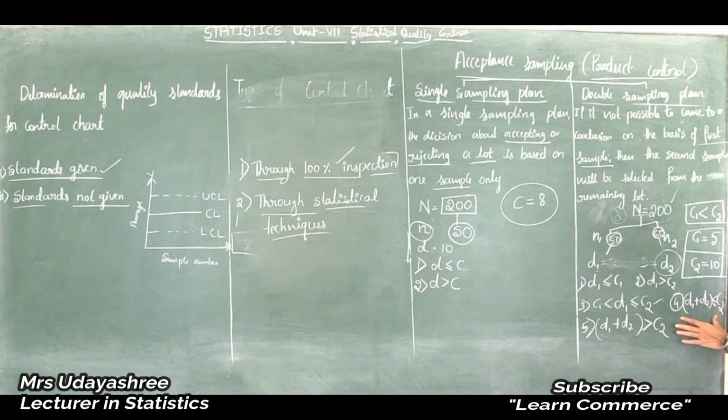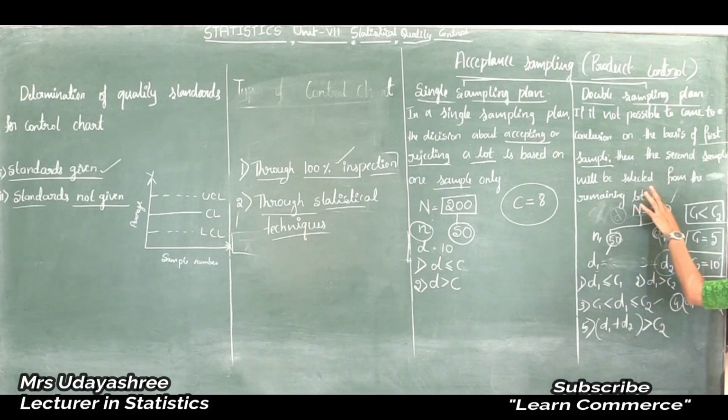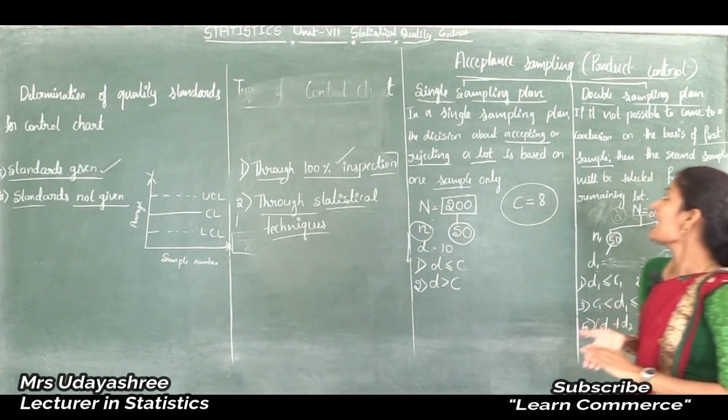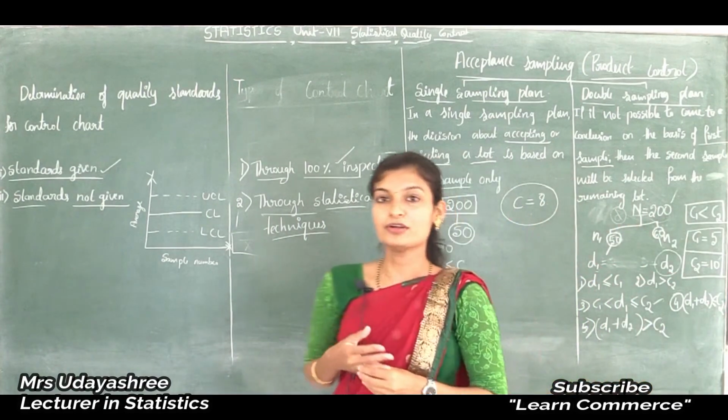Next, in the fourth condition, that is D1 plus D2 less than or equal to C2, in this case this lot is accepted and these defectives are replaced by good ones. If I get D1 plus D2 greater than C2, in this case this lot is rejected and inspected through 100% inspection and these defectives are replaced by good ones. Okay, this is all about acceptance sampling or product control.